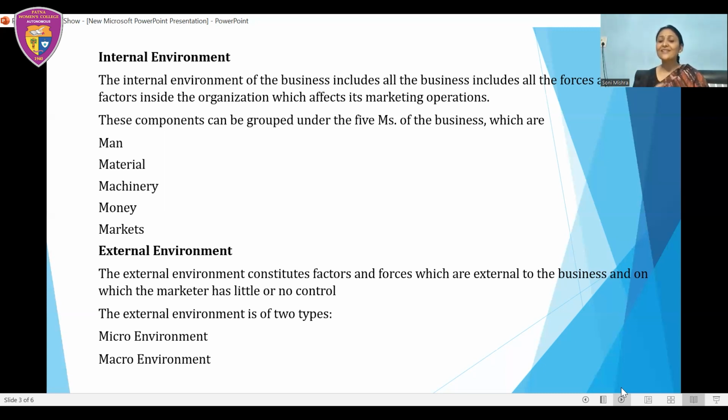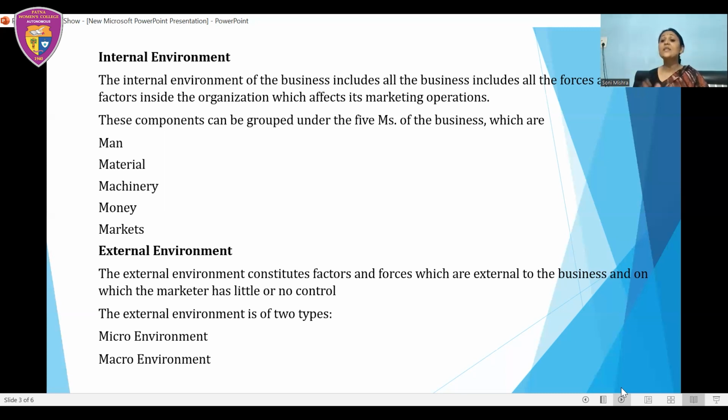Okay, so the next factor is money. Money means where to take loans from, how we can generate cash, from which places, by issuing bonds, issuing shares, from investors, how to raise money and how to circulate that raised money into the business. That is again completely within the control of the organization.